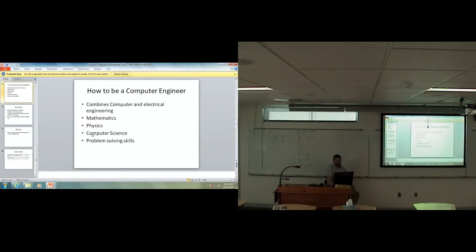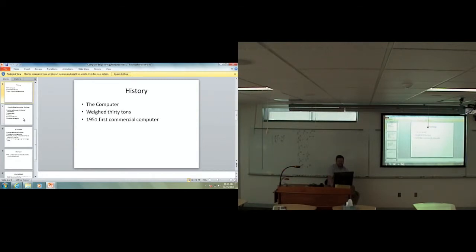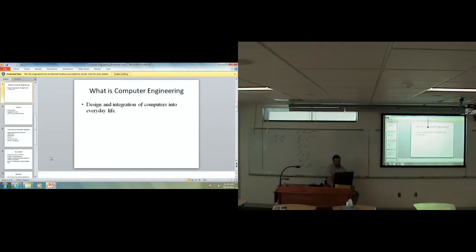And don't just have slides with numbers on them. Then it says how to be a computer engineer, right? Again, this one has got some basic information on it, but it's not really all that interesting. Come on, give me the next slide over here.